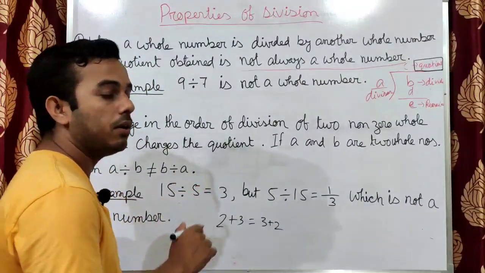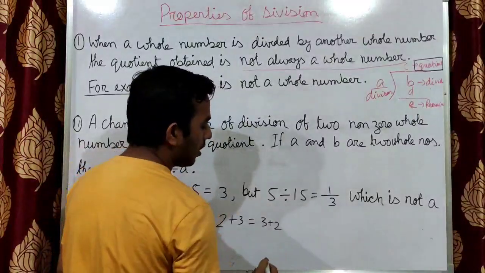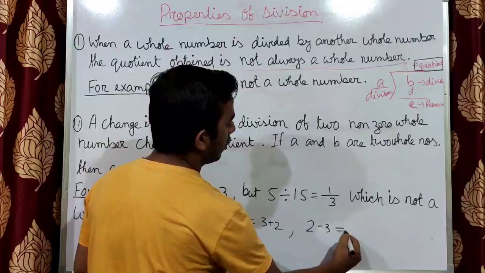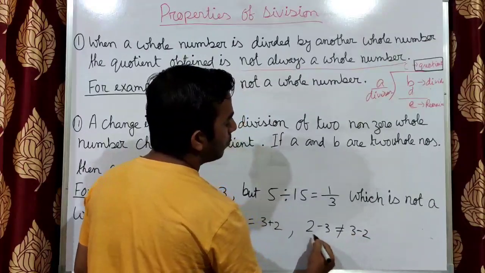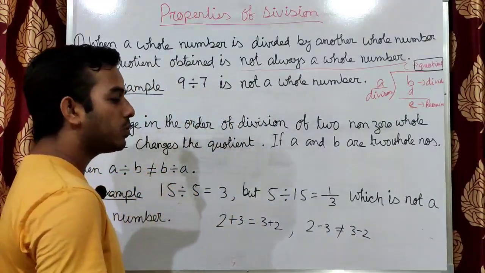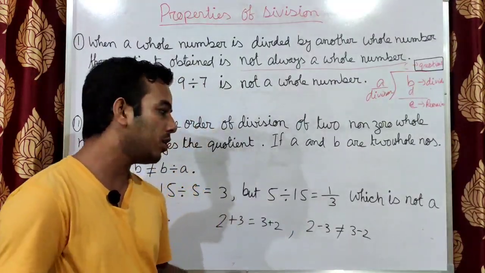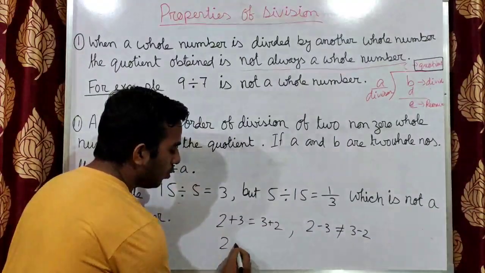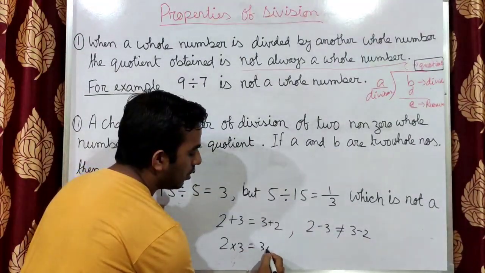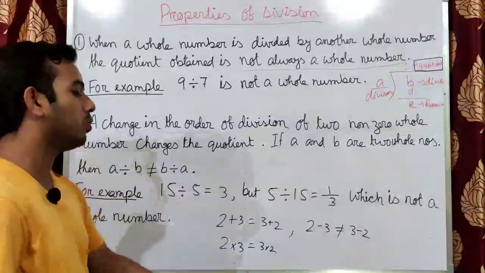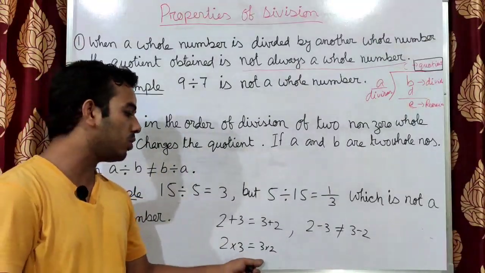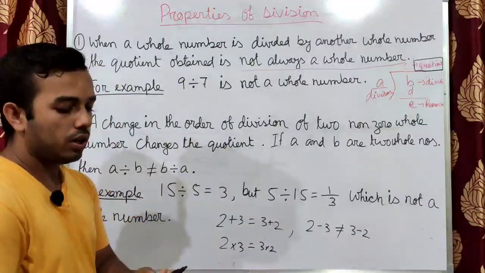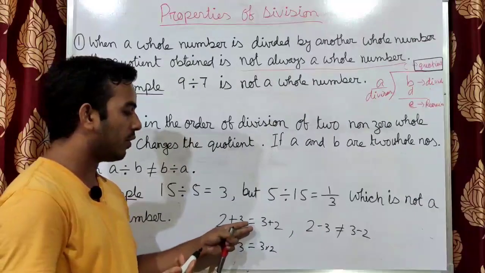Now in subtraction, it was not, right? Suppose 2 minus 3 does not equal 3 minus 2. 2 minus 3 is what? 2 minus 3 is minus 1, and 3 minus 2 is 1. So these are not equal. But in multiplication, 2 into 3 equals 3 into 2. 2 into 3 is 6, and 3 into 2 is also 6.